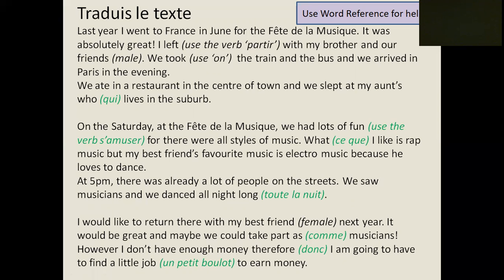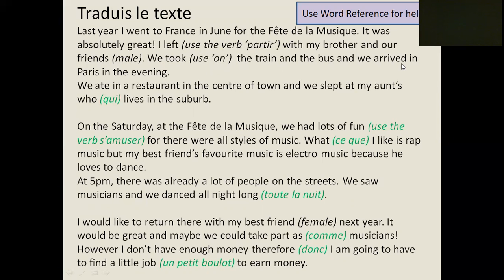Partir is one of the Mrs. Van der Tramp verbs. Okay? So which verb are we going to use in the past with partir? That's right, we're going to use être. Okay? So with my brother and our friends, careful here, I want you to use the masculine form of the word friends. Then we took, I want you to use the pronoun on every time I've used we.